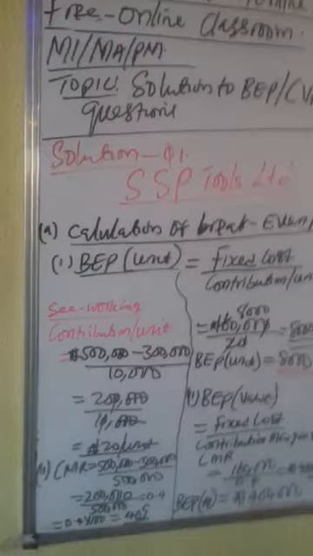All right, so we move to the first solution. Get to the board, get clearer information. Now, this first solution is to provide calculation for break-even points in units and in value. So you can look at it carefully.